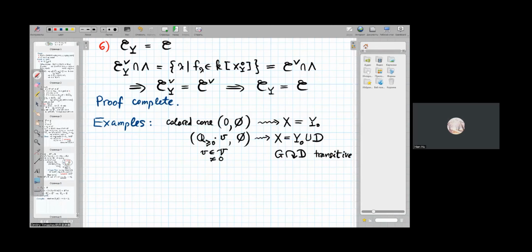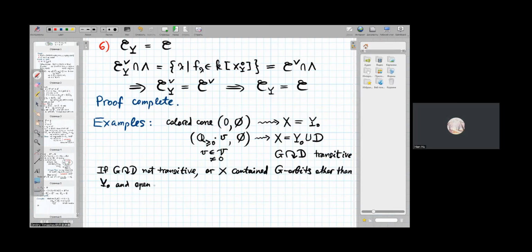Why so? Maybe I should write something here. If this action were not transitive, or if X would contain some other G orbits which do not belong to D, neither the open orbit nor something in D, other than Y naught and the open orbit in D, then we can remove all these orbits from the picture.